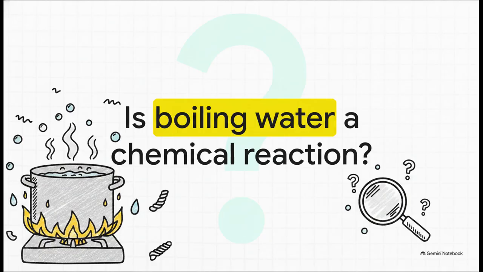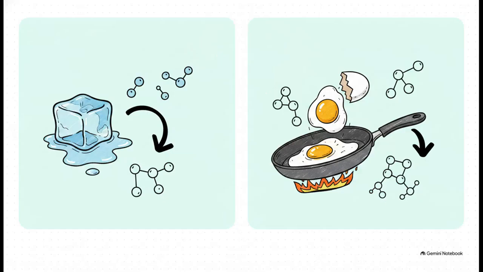Imagine you're boiling a pot of water for pasta. You crank up the heat, and pretty soon, violent bubbling starts, gas is escaping, steam is rising everywhere. It looks super active, right? But here's the question. Are you actually witnessing a chemical reaction? Just hold on to your answer for a second, because to figure this out, we need to establish some baseline rules of matter.